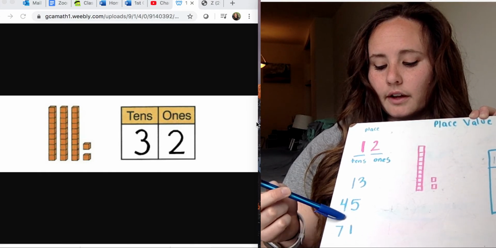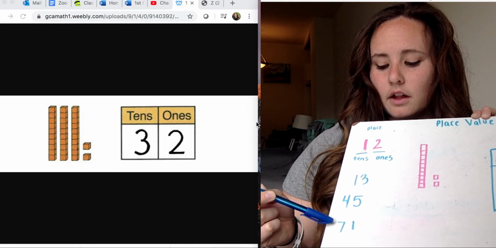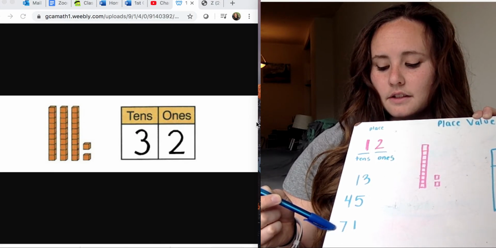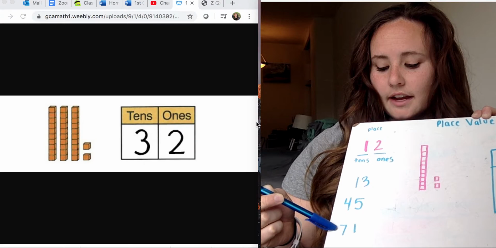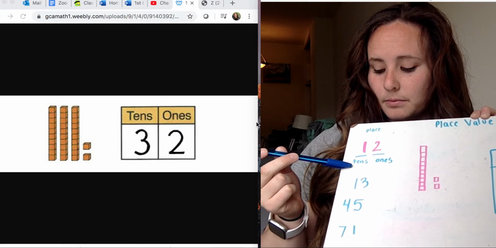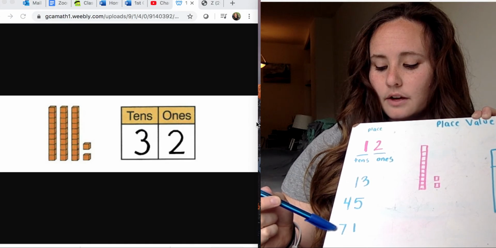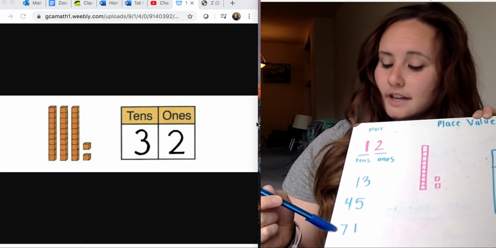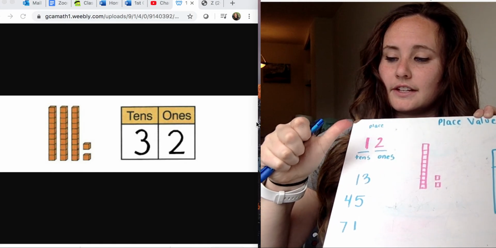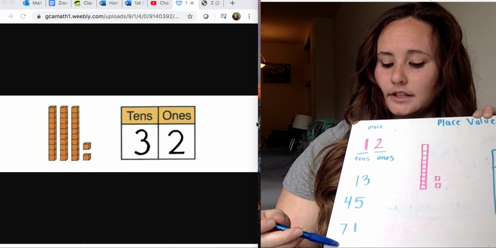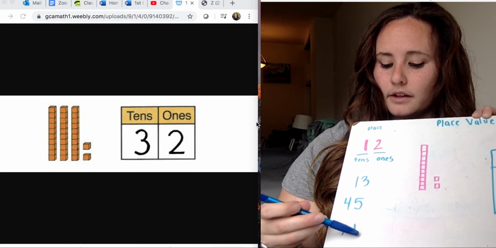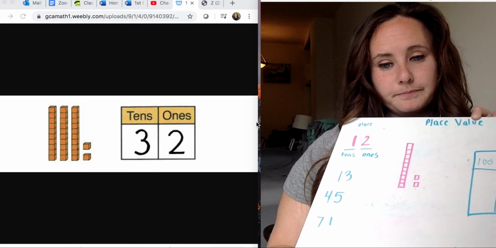Here's a trickier one. I have the number 71. What number is in my tens place? 7. And I know it's not just 7, it's 70 because it's my tens place. So I would count by 10 7 times. 10, 20, 30, 40, 50, 60, 70. And then I add my 1. 70 plus 1 equals 71.